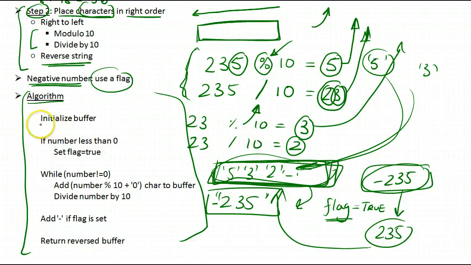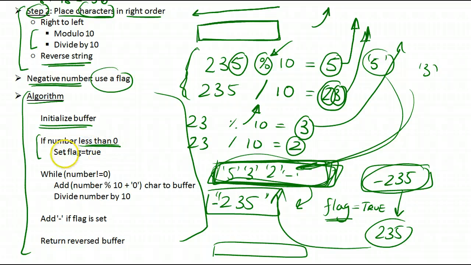So this is our algorithm. The first thing we do is initialize the buffer. That buffer is right here, so it will contain our string. Then if the number, like I said, is less than 0, I will set a flag to true, take its positive equivalent, and process it right here. While the number is not 0, I will go on and do the procedure I described here.